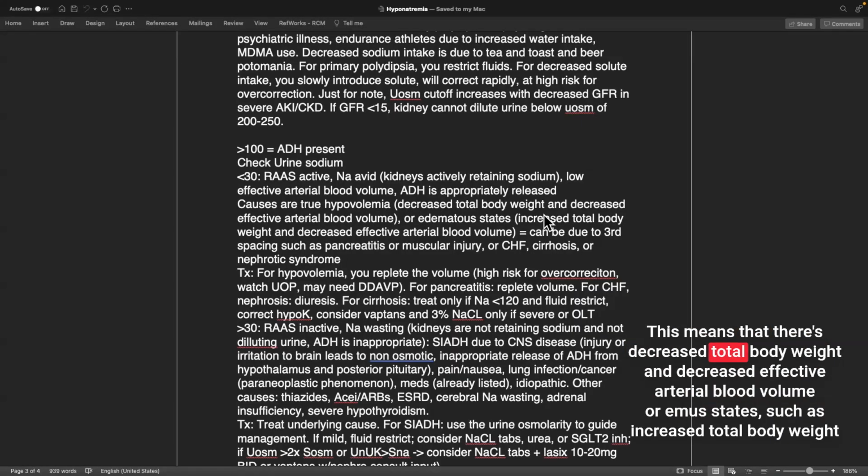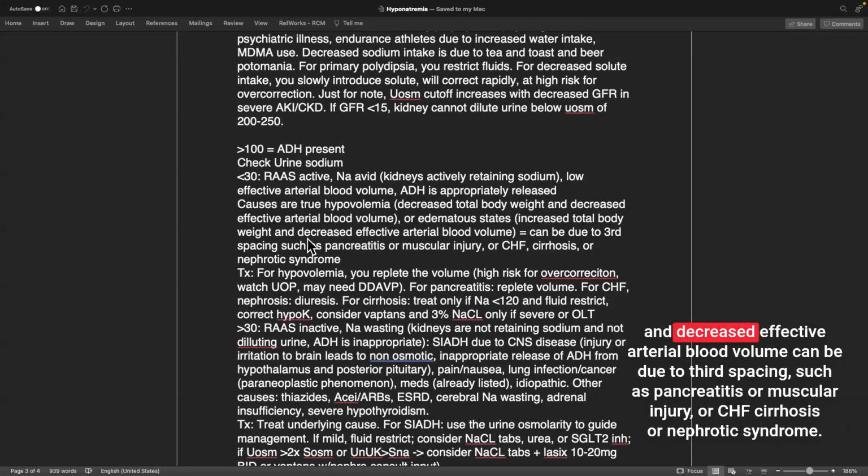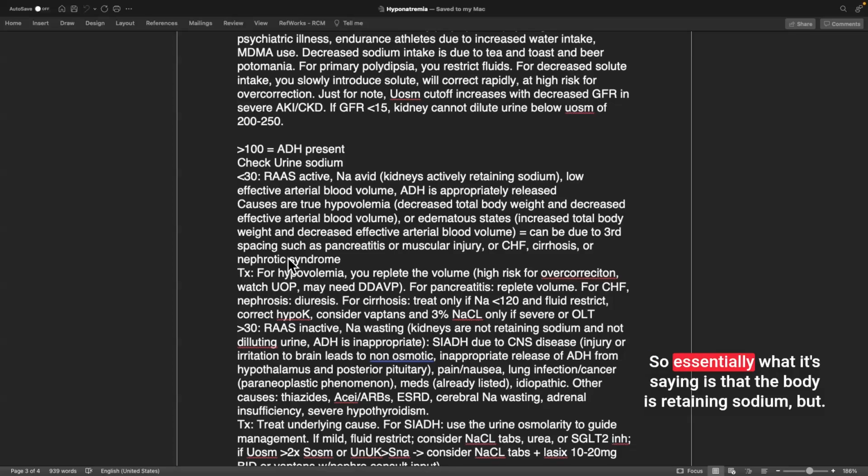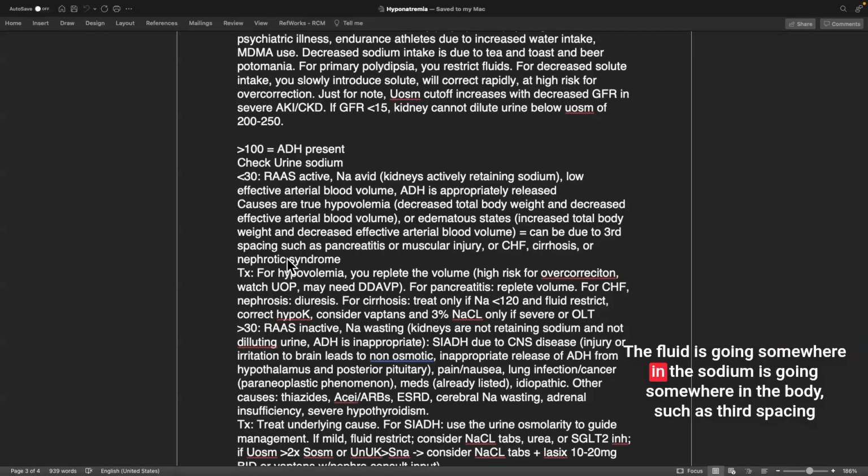This means that there's decreased total body weight and decreased effective arterial blood volume, or edematous states such as increased total body weight and decreased effective arterial blood volume can be due to third spacing such as pancreatitis or muscular injury, or CHF, cirrhosis, or nephrotic syndrome. What does this mean? So essentially what it's saying is that the body is retaining sodium, but the fluid is going somewhere, in the sodium is going somewhere in the body, such as third spacing in different organs, or the body is just losing water due to dehydration or something like that.